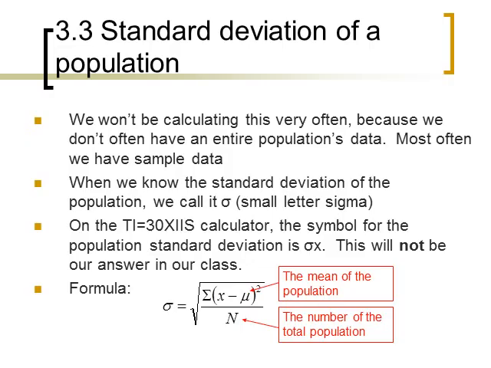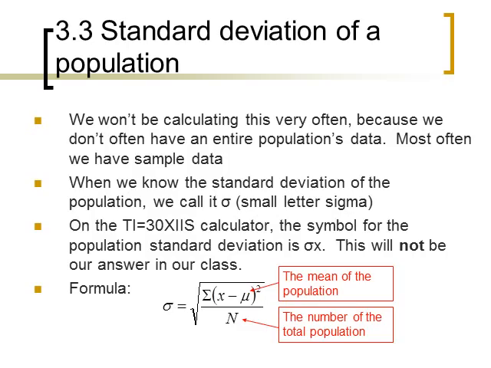Here's the formula to calculate the standard deviation of a population. The standard deviation is equal to the square root, and inside, on the numerator, we are calculating the sum of each value minus the mean, squared, and then dividing it by the total number in the population.